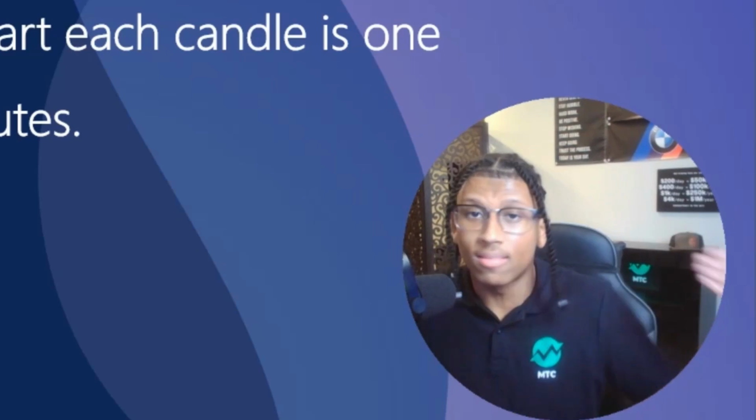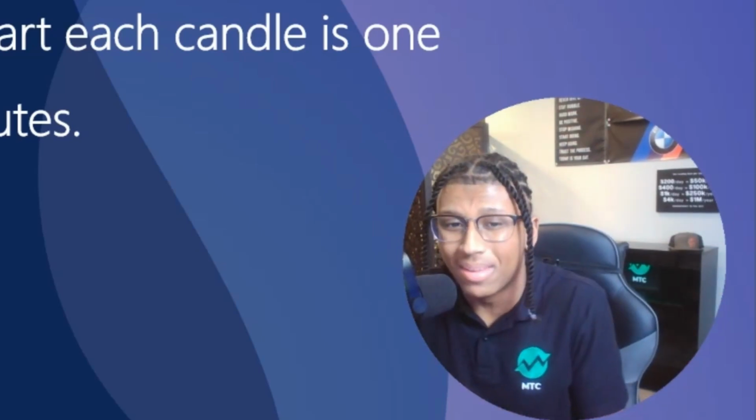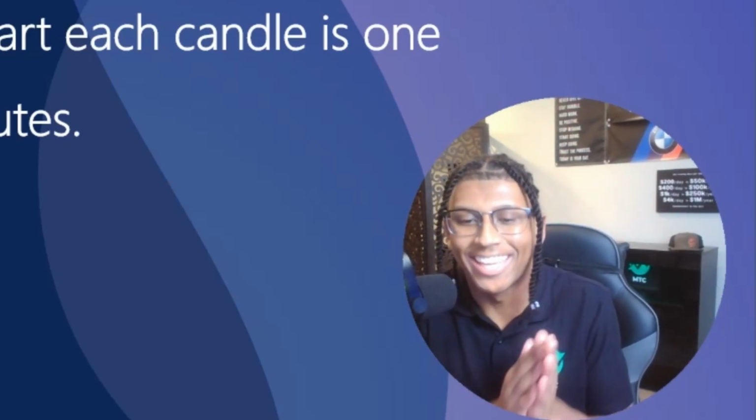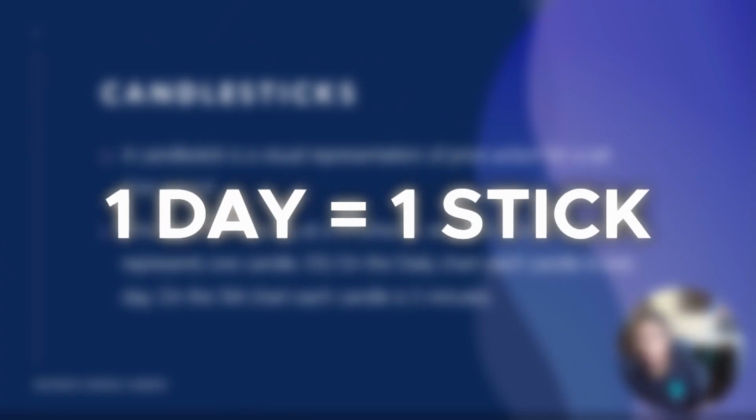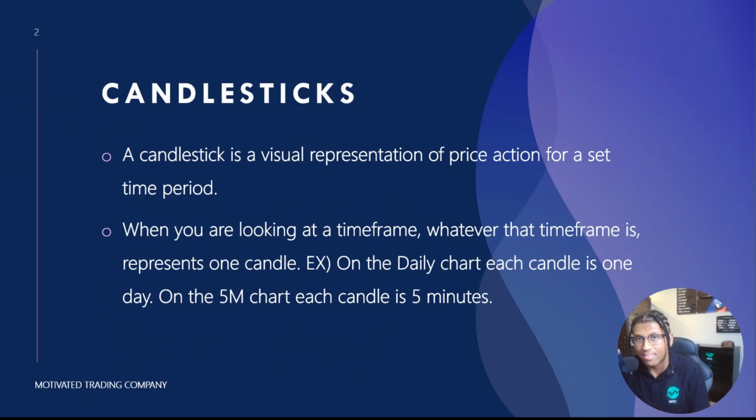So when you're looking at a time frame, whatever that time frame is represents 1 candle. So D for daily, 1 day equals 1 candlestick of price action. If you're on the 5-minute time frame, each candlestick is 5 minutes. If you're on the 1 hour, each candlestick is 1 hour, and vice versa. I'm sure I don't need to continue. Super simple. Keep watching, because I'm gonna show you some examples in real time about how this works.